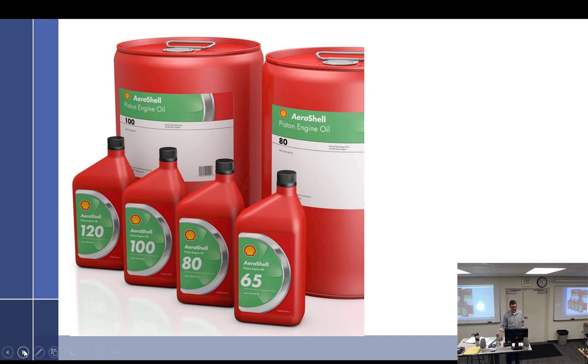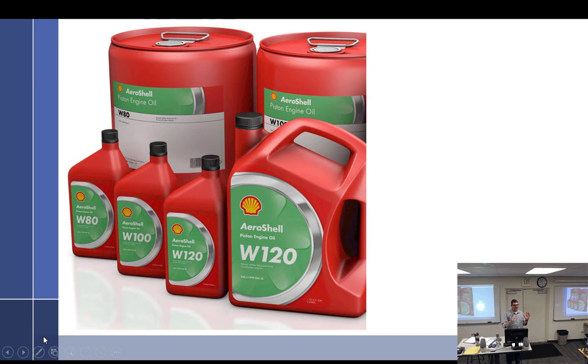Then we have W100, which means it is ashless dispersant, AD oil. When do we use this oil? All the time after break-in. It is not multi-viscosity. It is just a straight weight oil. So if I put in 100, it should be 100 when it's cold, 100 when it's hot. 100, 100, 100.